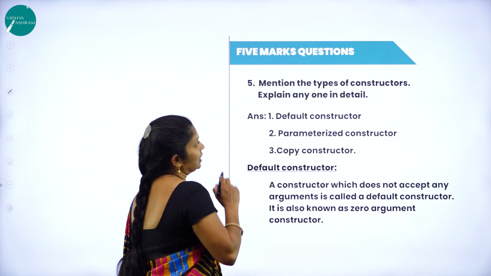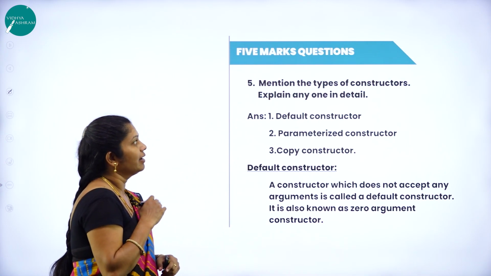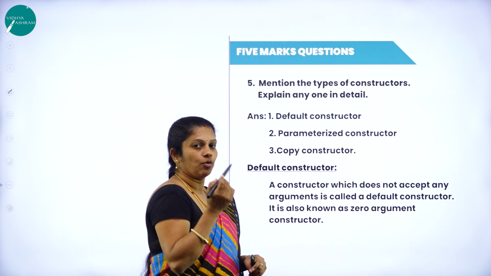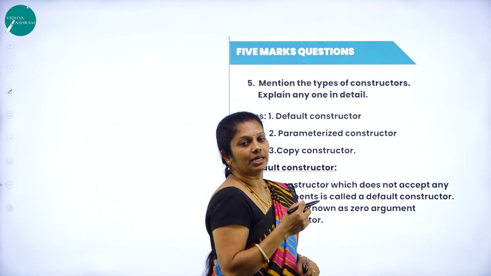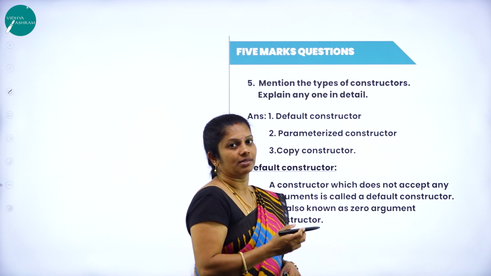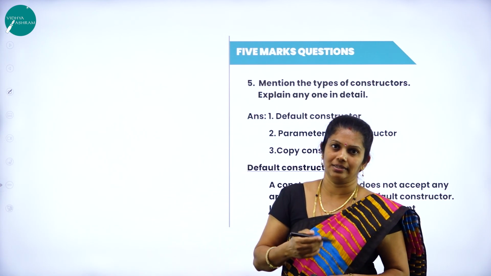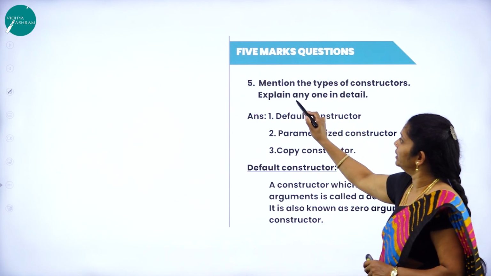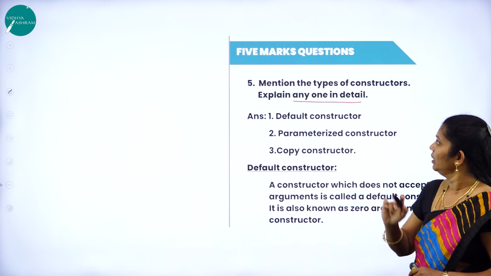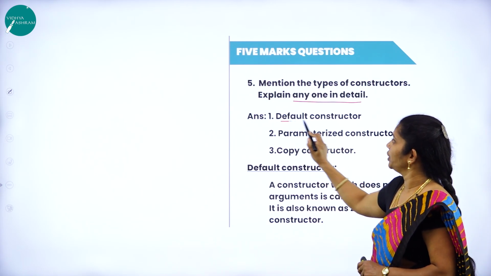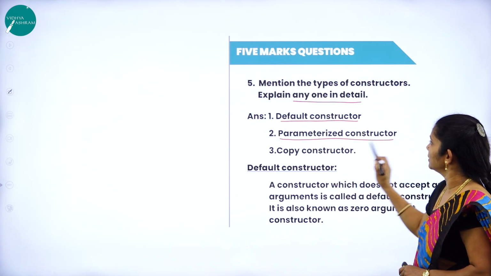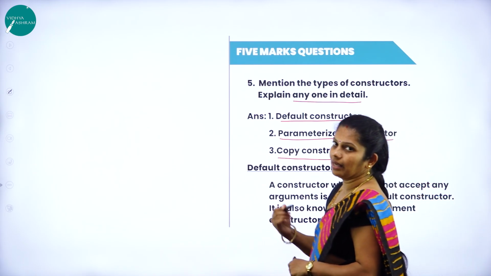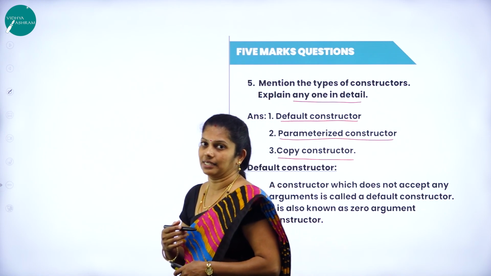Next, mention the different types of constructor and explain any one in detail. In that case, you can explain the default constructor, parameterized constructor, or copy constructor. Any one you can explain here, because in the question, explain any one is given. The types are default, parameterized constructor, and one more is copy constructor. Now we are explaining the default constructor.